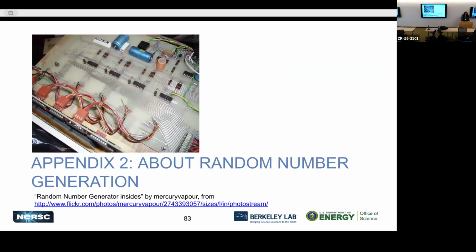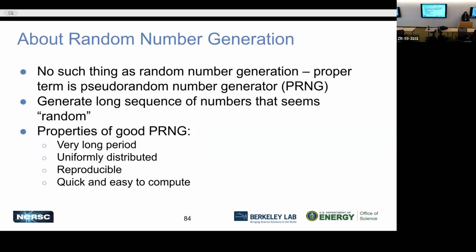And then also about random number generation. This is actually one of my favorite topics in the whole world. I'll just give you a brief overview of it, but there's no such thing as random numbers. Really what we're talking about is pseudo-random numbers. So you're generating a long sequence that seems random. A good pseudo-random number generator is going to have a very long period. It's going to be uniformly distributed. It's going to be reproducible and quick and easy to compute.